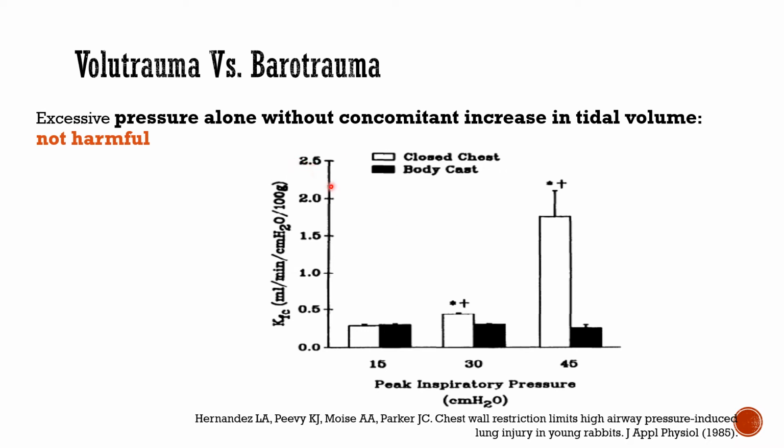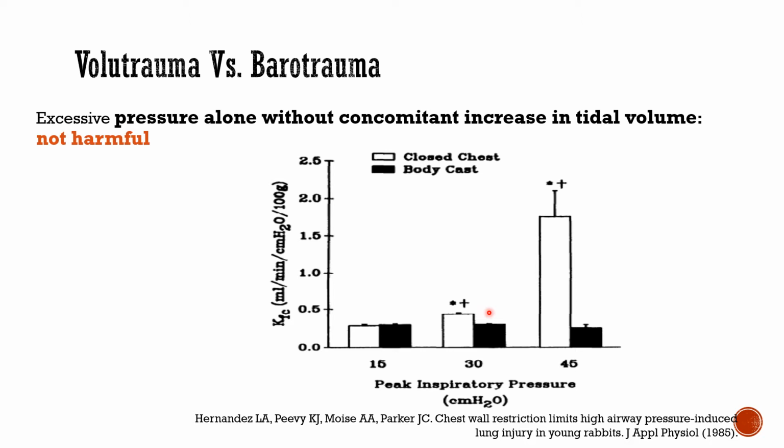Volutrauma versus barotrauma, which is more harmful? So in a study by Hernandez et al. conducted on preterm rabbits who were intubated and mechanically ventilated at birth, they divided them into two groups. Group 1 was with a closed chest, that is, the increments in pressures were allowed to translate into increasing lung volumes through expansion of the chest. And group 2, they applied a body cast to the outer aspect of the chest to prevent lung expansion.